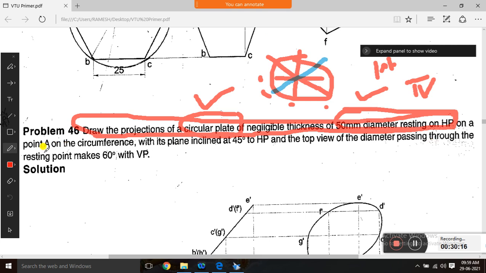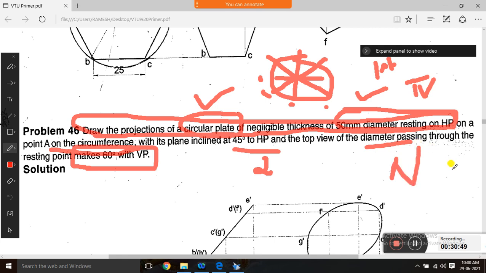On that point A on the circumference of this plate, with a plane inclined 45 degrees to HP. It is resting on HP, so the second position is with HP, and the top view of the diameter passing through the resting point makes 60 degrees with VP. Here VP is 60 degrees, the same diagonal, that diagonal means diameter, but you have to go with the normal method. Why?